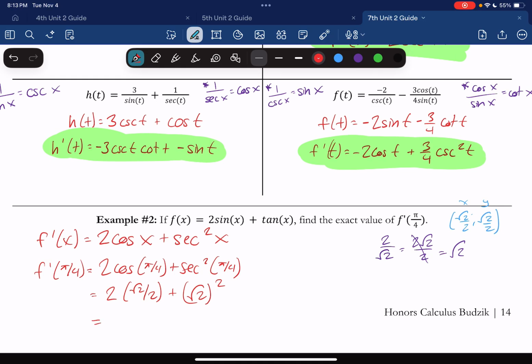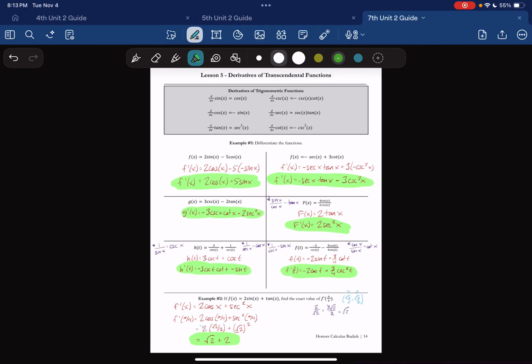And I'm going to go ahead and simplify this down. So for my first, the 2's cancel out, which leaves me radical 2. And then radical 2 squared is 2. So this would be my exact answer, radical 2 plus 2. All right, so that's our trig derivatives.